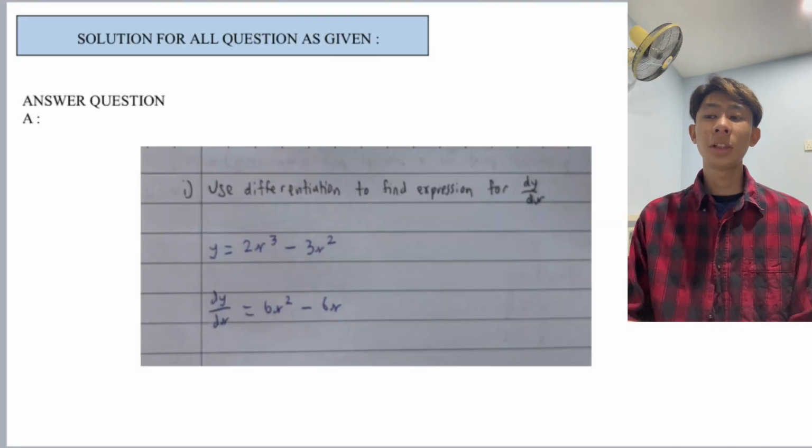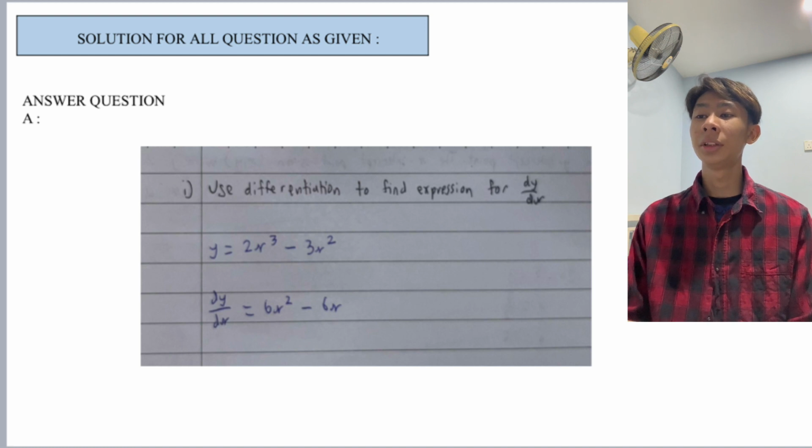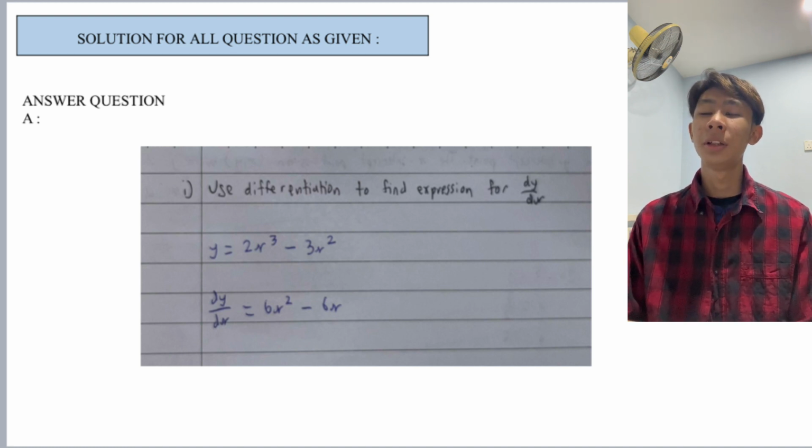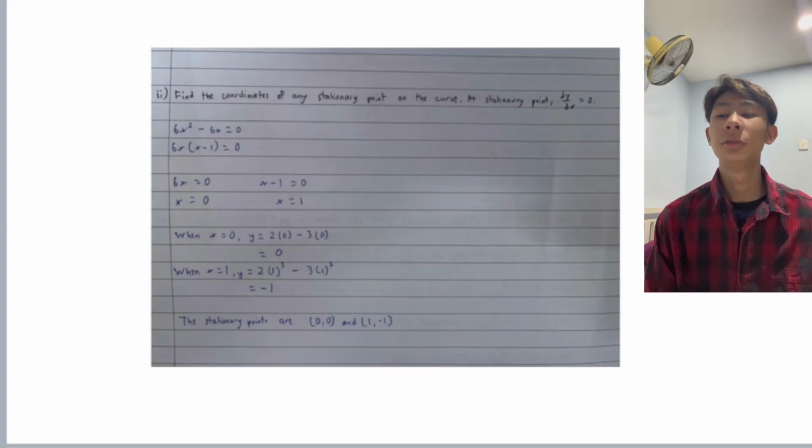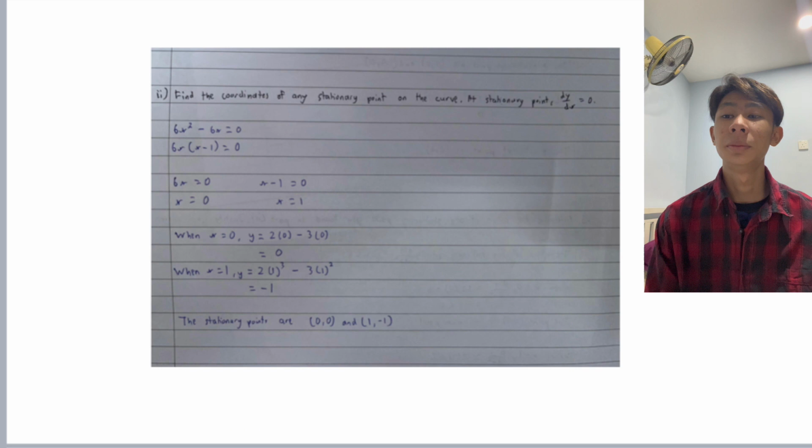Okay, for question 1, use differentiation to find an expression for dy/dx. So the answer is y equal to 2x to the power of 3 minus 3x to the power of 2, and dy/dx is equal to 6x to the power of 2 minus 6x. For the solution of question 2, 6x to the power of 2 minus 6x equal to 0, and then 6x in the bracket of x minus 1 is 0.